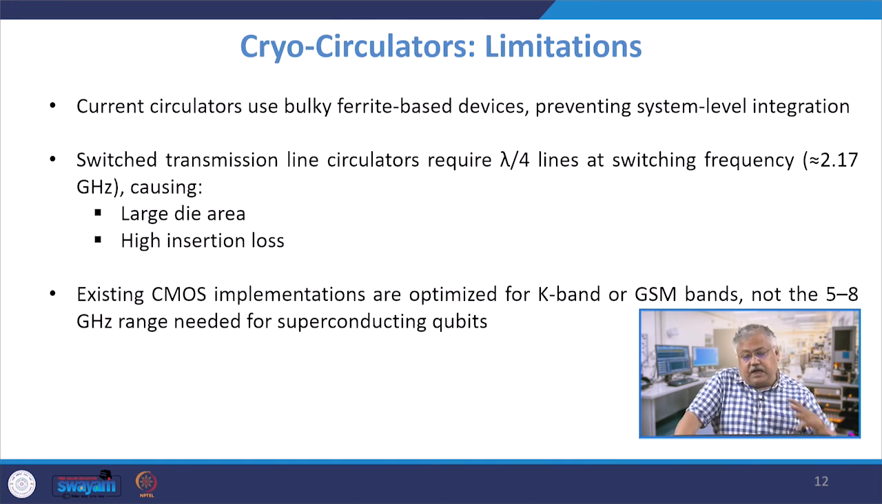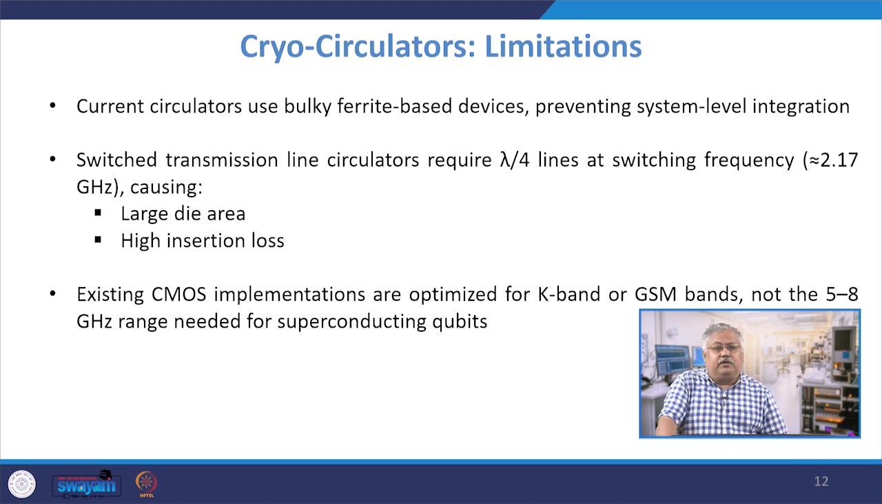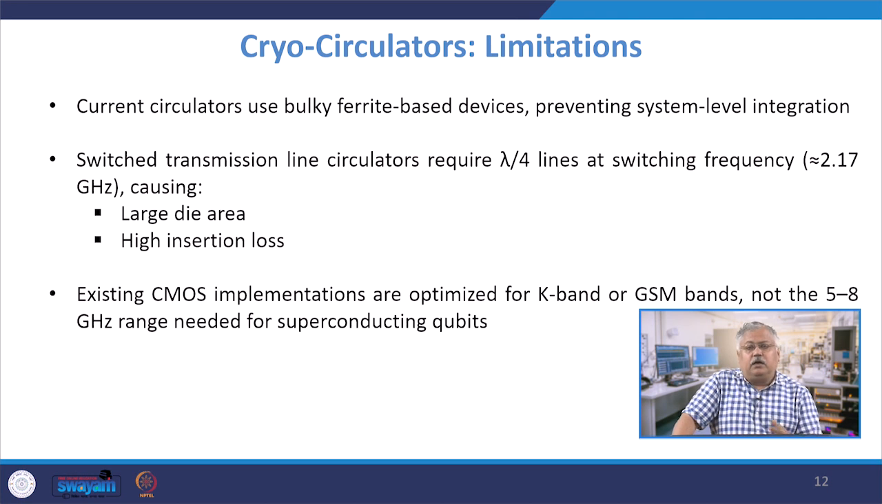Currently, the problem with circulators is that they are very bulky in nature, which means their areas are relatively very large, and therefore system level integration becomes much more difficult. Why? Because they are heavy ferrite based devices. Two important points: their die area is very large and they have high insertion loss. That is also a disadvantage of a cryo-circulator.